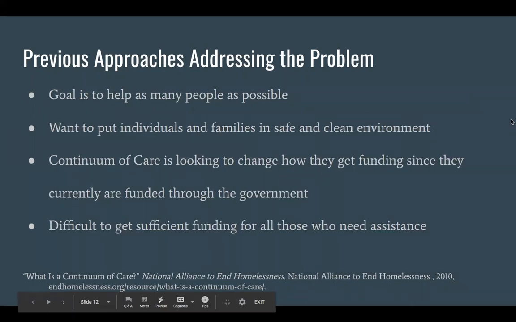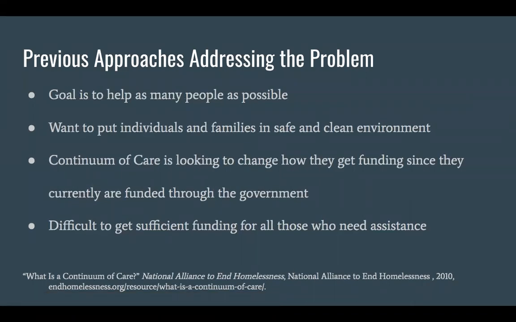And then if we go to the next slide, we can see that Continuum of Care also struggles to get the funding that they need. They also get a lot of funding from the government, and although they are trying to help as many people as possible, with not enough money, it's just very difficult to get those individuals who are without a home in a safe and secure environment.